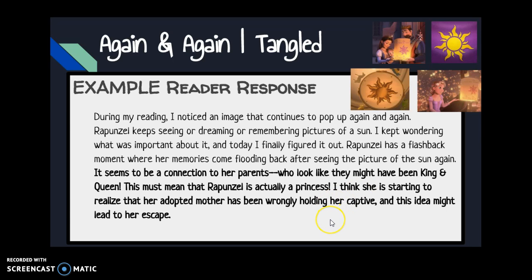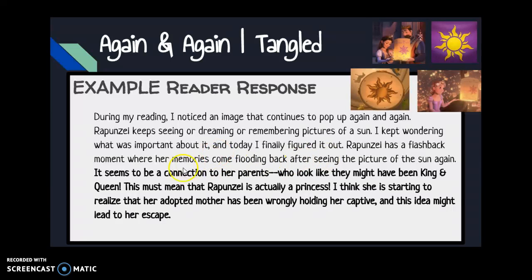During my reading, I noticed an image that continued to pop up again and again. Rapunzel seems to be seeing or dreaming or remembering pictures of a sun. If you notice the sun here in your picture, and that's what you saw repeated, you were correct. She seems to be noticing a lot of these. I kept wondering about what it was important about it, and today I finally figured it out. Rapunzel has a flashback. You could even have called this an aha moment, where her memories come flooding back after seeing the picture of the sun again.